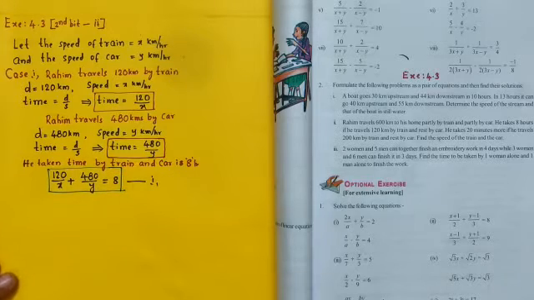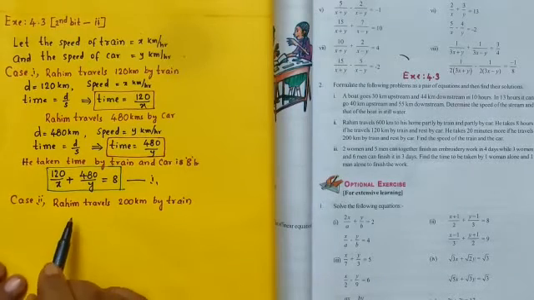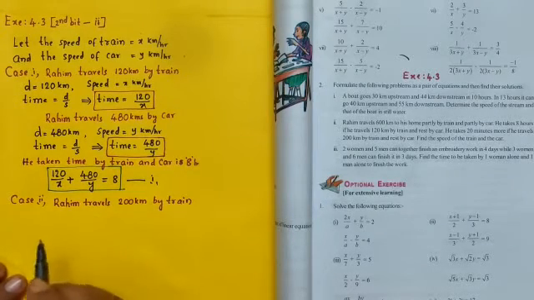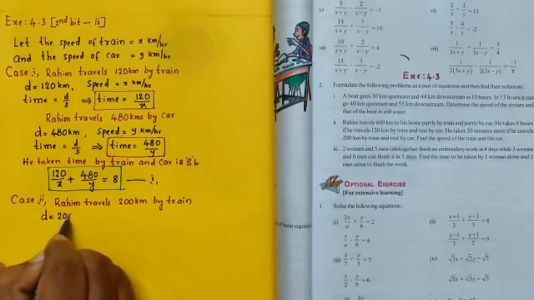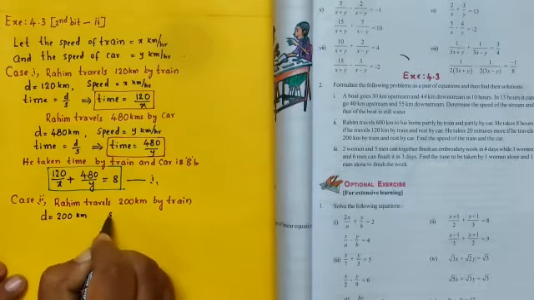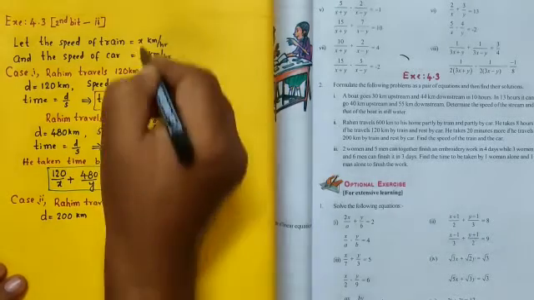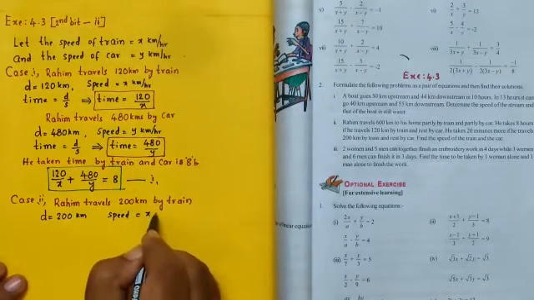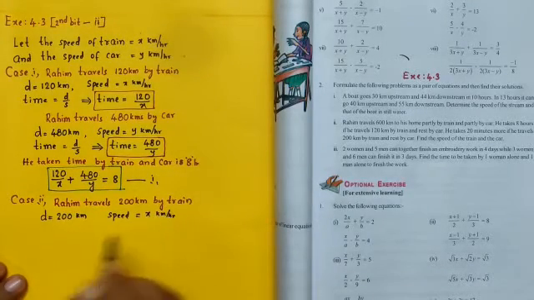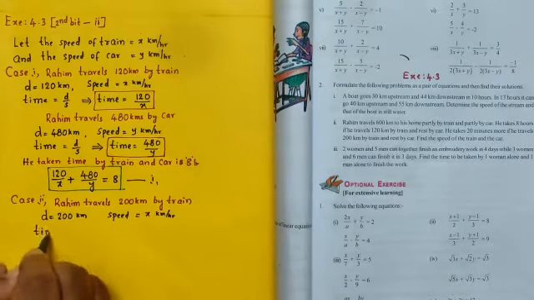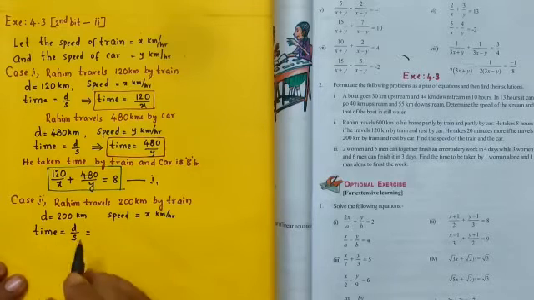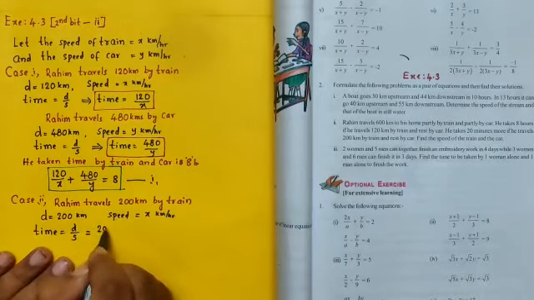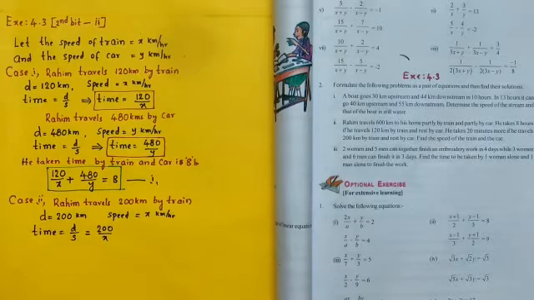Is it clear now? Right. Next, case two. Rahim travels 200 kilometers by train, so the distance is 200 kilometers. At the speed of the train, which we already assumed as x kilometers per hour, the formula is time equals distance by speed, that is 200 by x. Okay, is it clear?